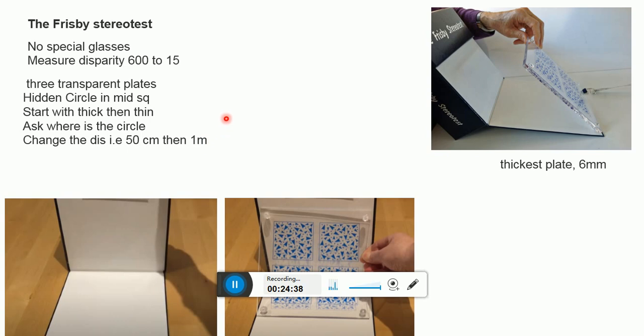Another test of stereo acuity is the Frisby test. It consists of 3 clear plastic plates of different thickness. On each plate there are 4 squares filled with small random shapes. One square on each plate contains a hidden circle, which is printed on the back surface of the plate. The random shape gives no visual clue to the edge of the hidden circle, and the test is purely three-dimensional and does not require polarizing or colored glasses to be worn.